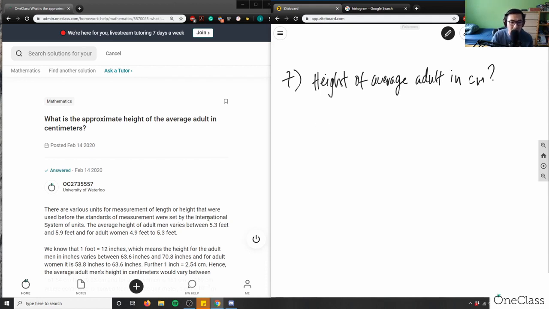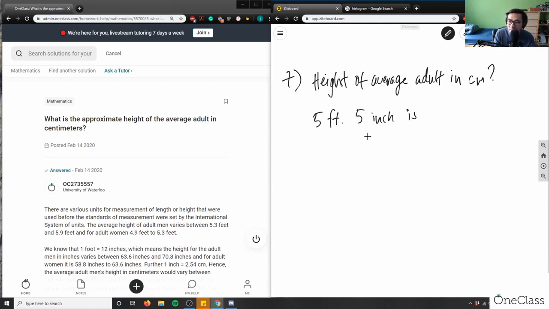So again, I'm looking at the answer here. It says average height of adult men is 5'3" to 5'9". Adult women is 5'3" to 5'9". So let's do 5'5". So 5 feet 5 inches is our average height.